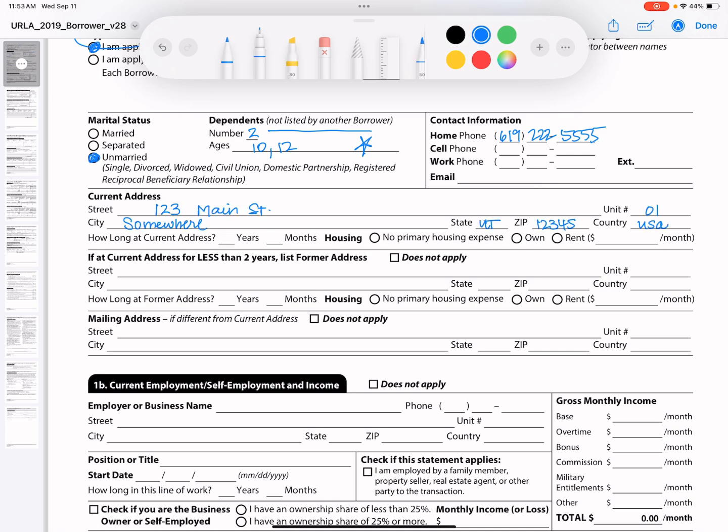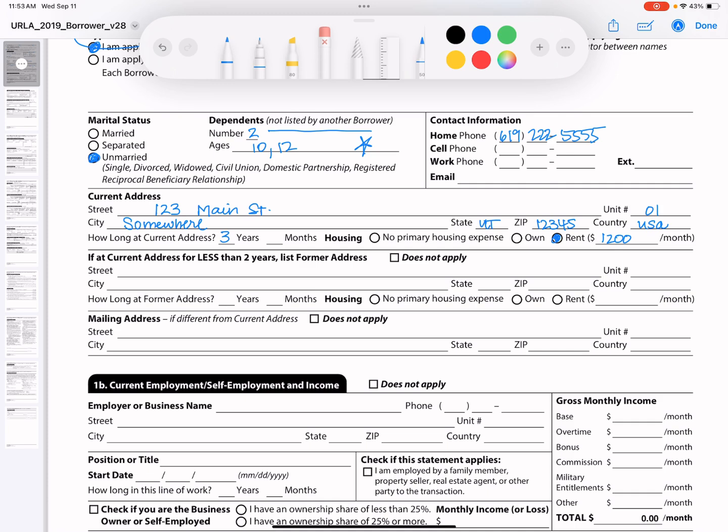So for how long at current address, if it's less than 2 years, you're going to need to put your previous address. They're going to want to see your rental history. This is important because if you have negative rental history, and that means any rent payment later than 30 days, they're going to consider that during your loan approval process.